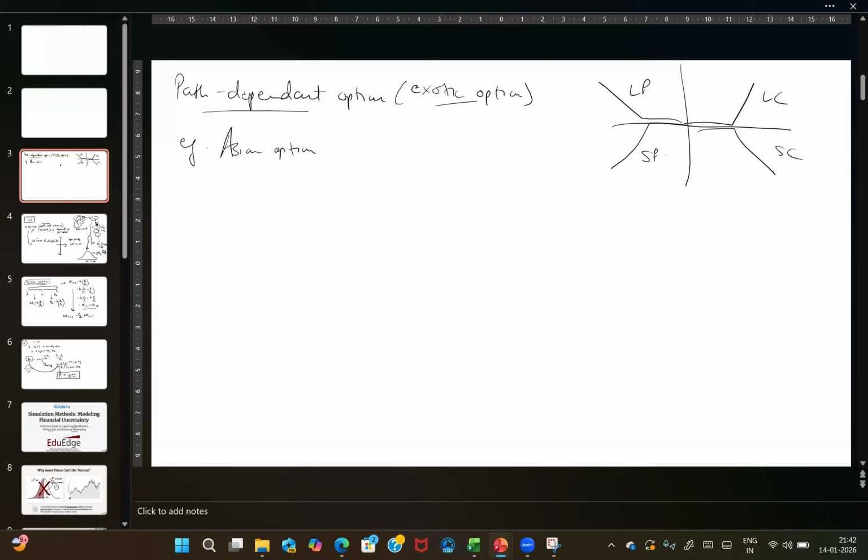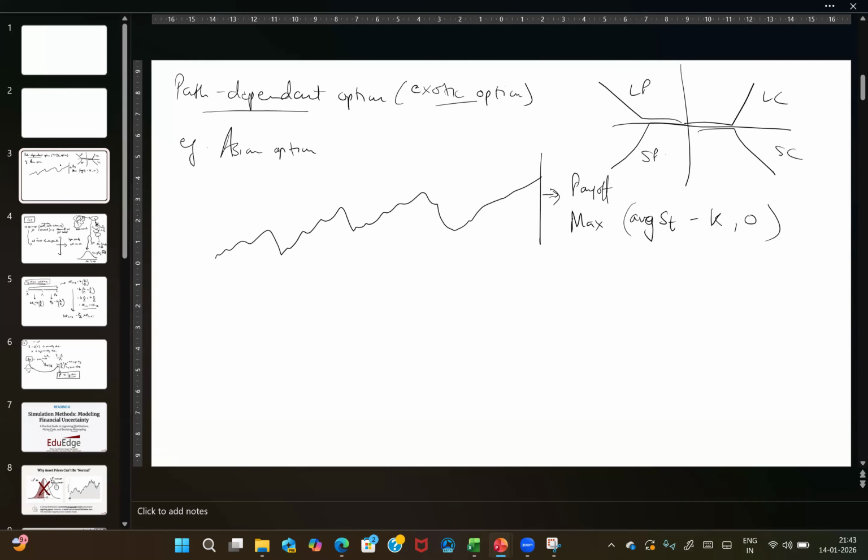In an Asian option, you let the prices evolve over time, and then the option which is based on such an asset will have this characteristic. It will be max of average of S_T minus K, comma 0. This will be the payoff function of a long Asian call option.